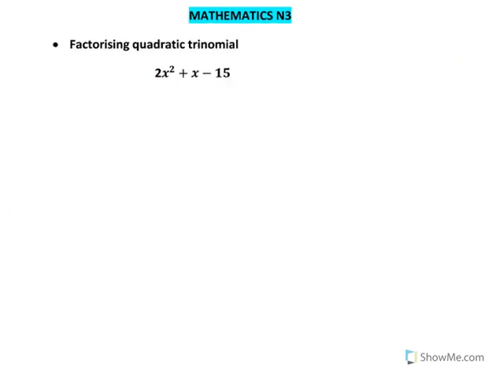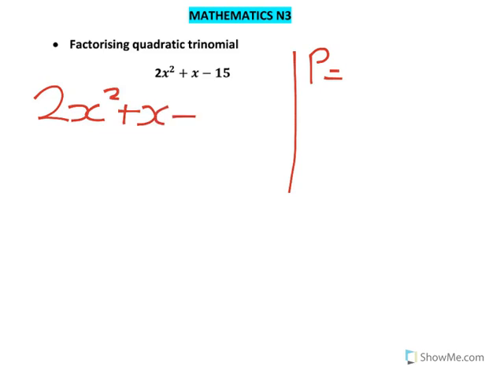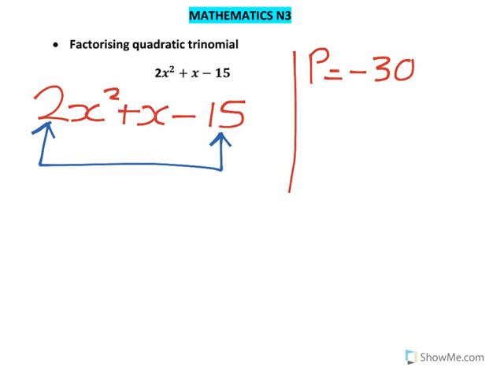Let us move on to the next problem. 2x squared plus x minus 15 using the product sum method. Now you are a bit comfortable. Look at it now. It's 2x squared plus x minus 15. The two numbers now multiplying. Look at them. I'm multiplying 2 and minus 15. If I multiply 2 and minus 15, I'm going to get minus 30. And then that's my product.